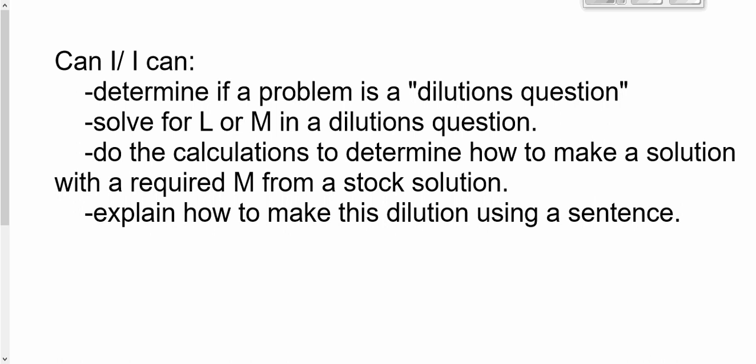So I'm hoping that you can now determine if a problem is a dilutions question. Again, look for two molarities in the same question or the word dilute as a clue. If you have a dilutions question, use the formula MCVC equals MDVD. This formula is given to you on your periodic table cheat sheet, so I'm not asking you to memorize it, just knowing when to use it. Given that, you should be able to solve for volume or for concentration using these dilutions questions, figure out how to make the solution, and explain how to make it using a sentence.